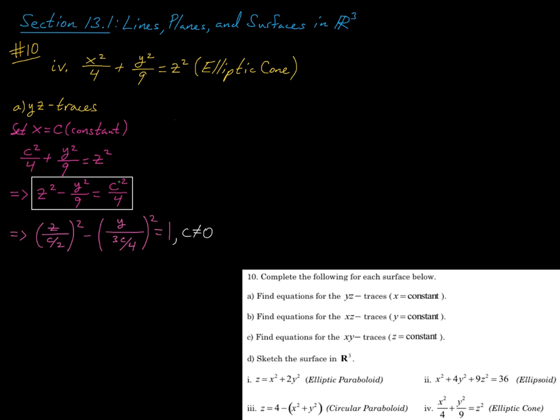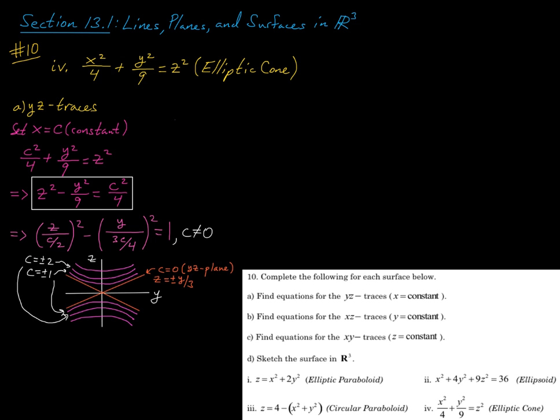Now if c is non-zero, I can go ahead and divide both sides of this equation by c squared over 4, and I recognize this equation as the equation of a hyperbola. In the special case when c is equal to 0, if I go back up to this equation, I find that z squared minus y squared over 9 is equal to 0. So in other words, z is equal to plus or minus y over 3. That's saying that our surface will intersect the yz plane in this pair of lines through the origin, described by z is equal to either y over 3 or negative y over 3.